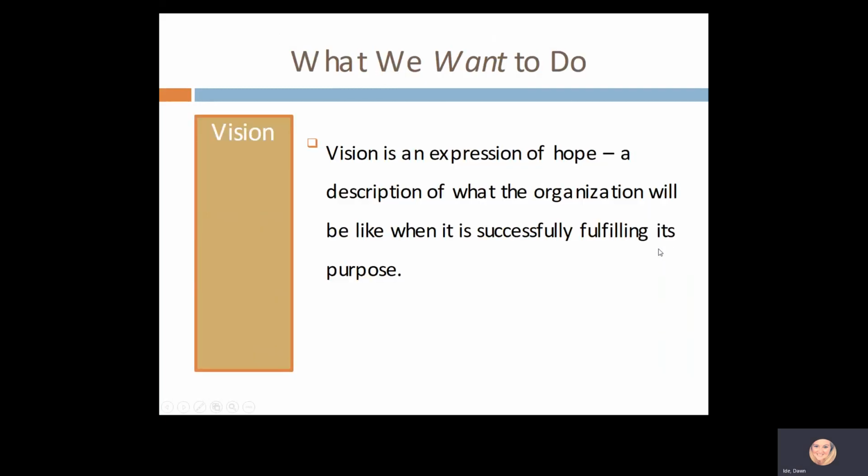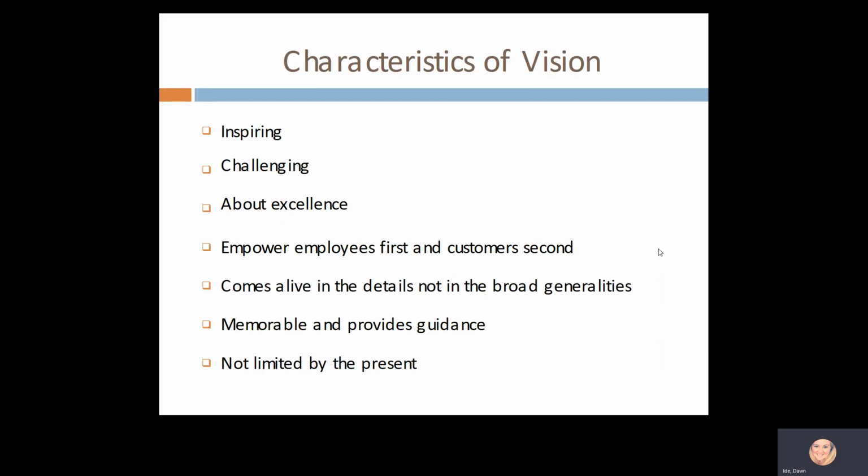Vision, what we want to do. Again, the vision is an expression of hope, a description of what we want to do, right? What we want to do. Characteristics of a vision. We want it to be inspiring and challenging and about excellence and show us in the best light possible. We want to be able to also empower our employees first and our customers second.